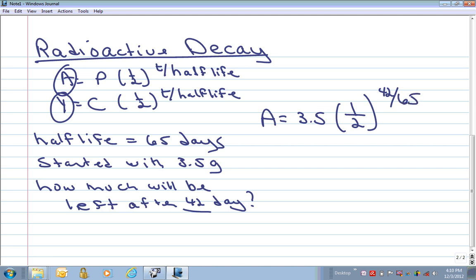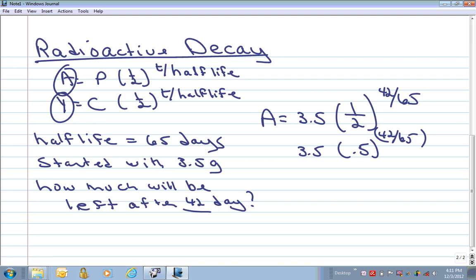We would put that in our calculator. You're going to have to be very careful when you put these things in your calculator that you don't make careless mistakes. If it were me, I would put 1/2 or 0.5. You might even write this as 3.5 times 0.5 to the 42 over 65. I would put in 0.5 in my calculator. I would raise that to, and I would put a parentheses around 42 divided by 65.